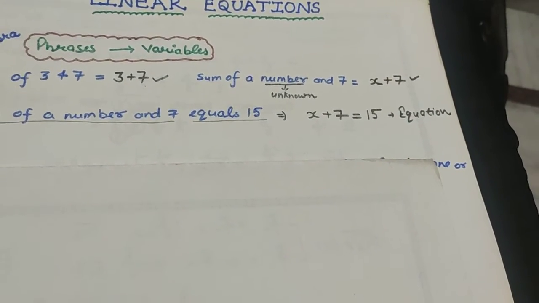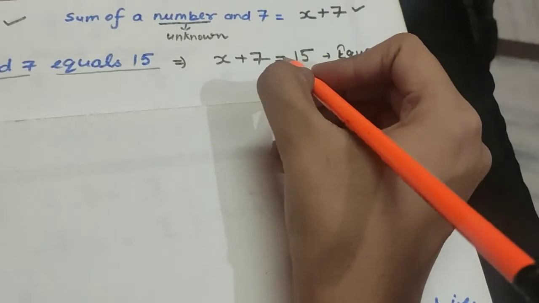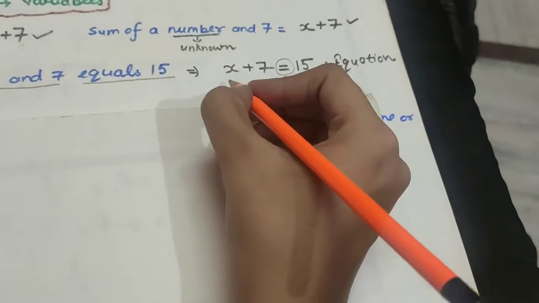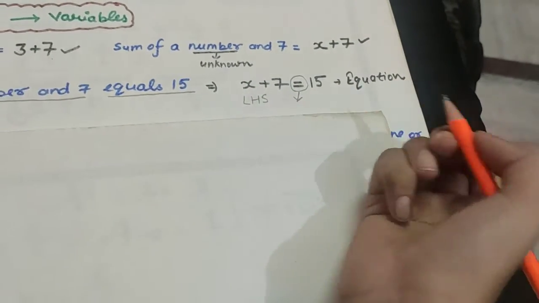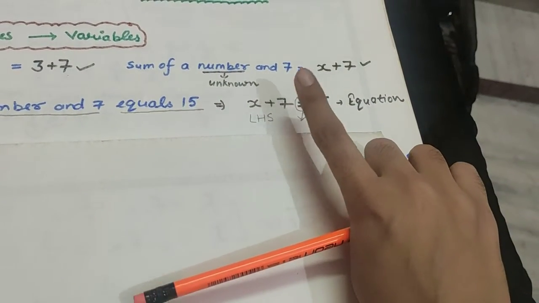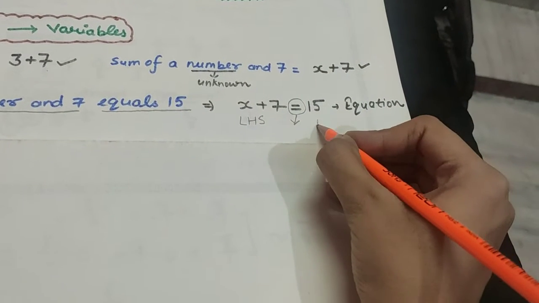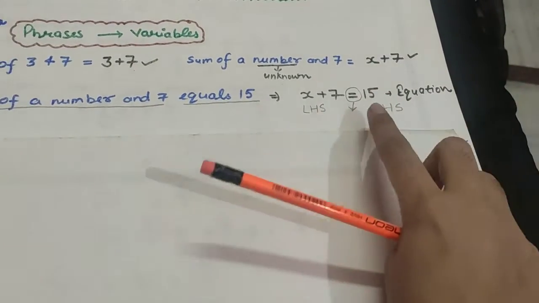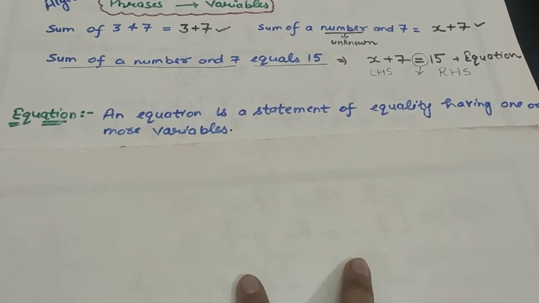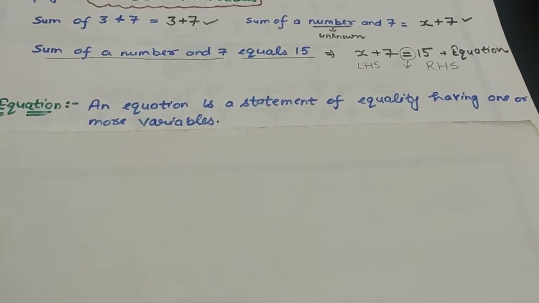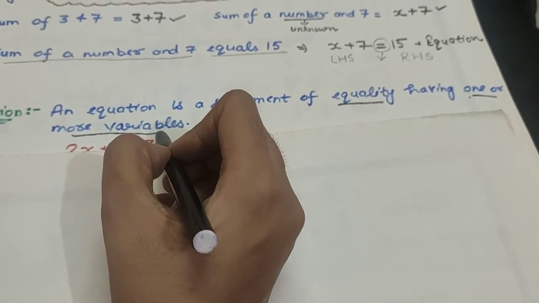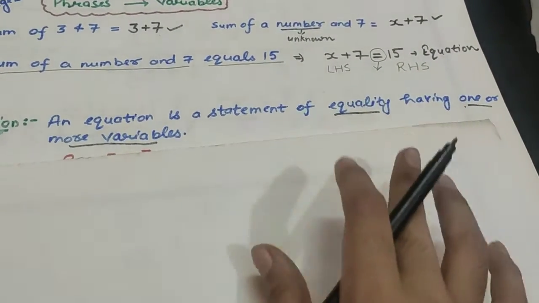So an equation consists of three parts. The first one is the equals to sign, right? And the side which is to the left of the equals to sign is known as the left hand side, that is LHS. And the side which is to the right of the equals to sign is known as the right hand side, that is RHS. Right? So this is an equation. Let us look at the definition of equation. An equation is a statement of equality having one or more variables. So an equation must have an equals to sign and it can have one or more variables.